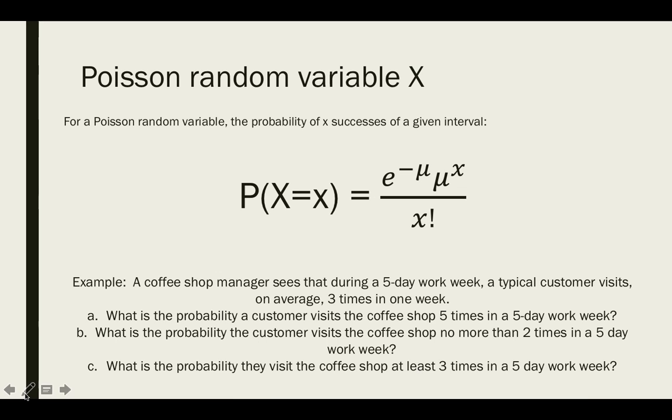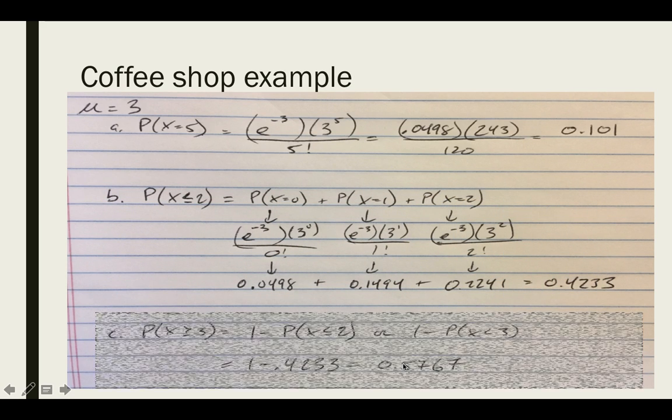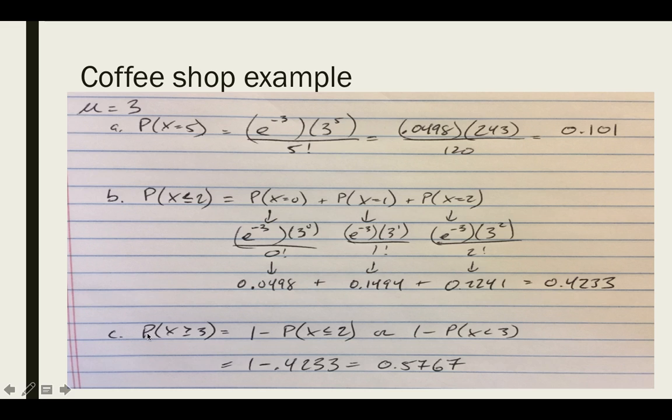If they're arriving at this coffee shop at least 3 times, that means they can come to the coffee shop 3 times in the 1 week, 4 times, 5 times. They may even come multiple times a day, so 6 times, 7 times, 8 times. That can be really, really cumbersome to calculate. Instead, what we're going to calculate is the complement.